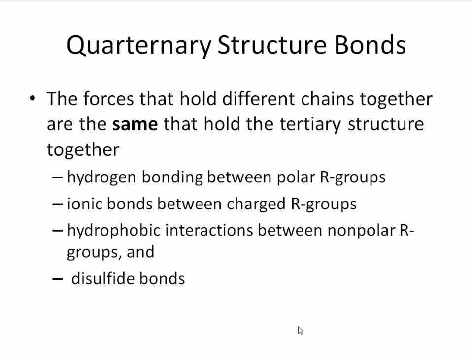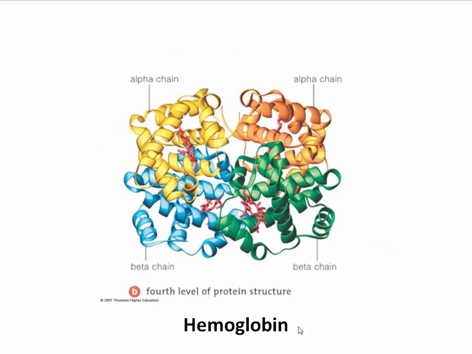The forces that hold the different chains together in quaternary structures are the same forces that hold the tertiary structure together. It'll be the same hydrogen bonding between the polar R groups, the same ionic bonds between the charged R groups, the same hydrophobic interactions between non-polar R groups, and the same disulfide bonds if that's necessary.